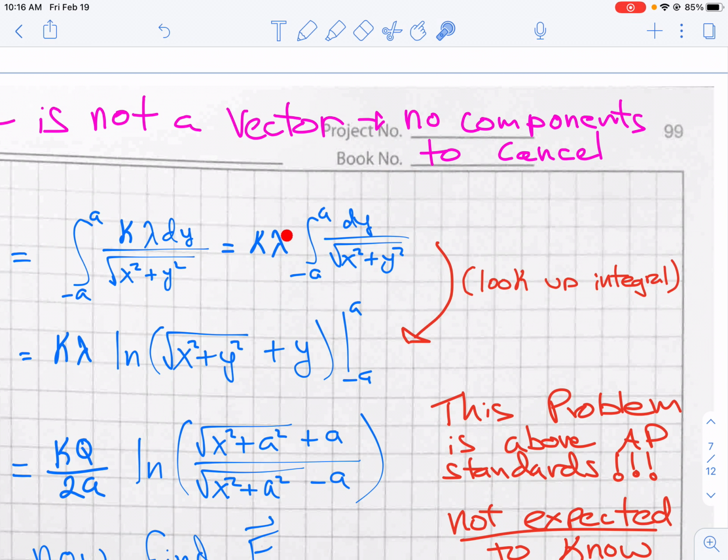So that's our integral. K lambda comes out. There's our integral. That integral is non-standard. I looked it up in the... Well, first I used Wolfram Alpha, but that didn't give me a particularly pleasant result. I also looked it up in the back of the book. I know, old school, right? You actually use your book for something.